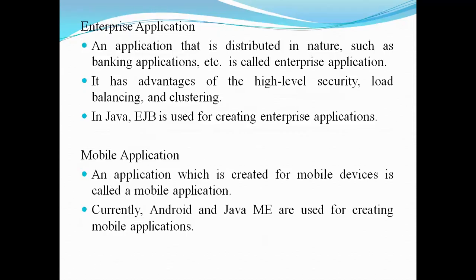Now, third one is the enterprise application. An application that is distributed in nature, such as banking applications, is called an enterprise application, and it has the advantage of high-level security, that is, it gives security for the applications. Next, in Java, the technology which is used for creating enterprise applications is EJB. And the fourth and the last one is the mobile application. An application which is created for mobile devices is called a mobile application, and currently Android is a technology which is used for creating mobile applications.